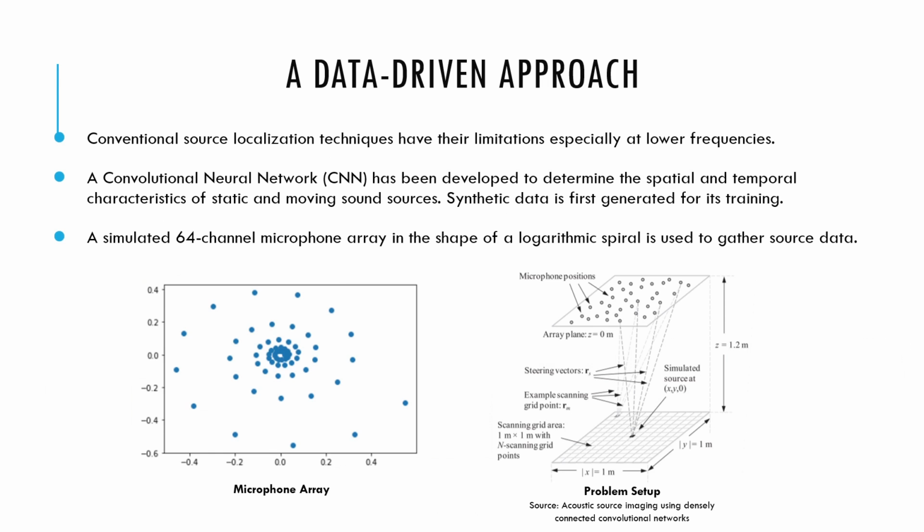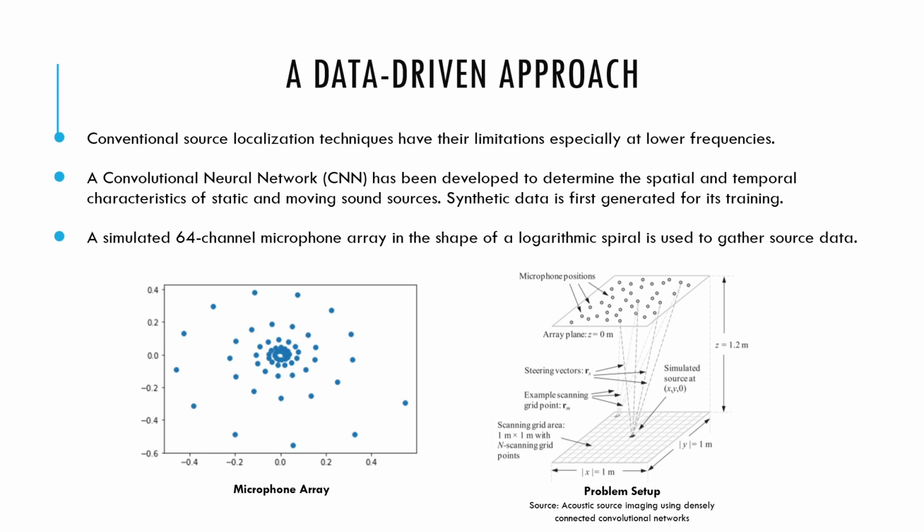The conventional source localization techniques like acoustic beamforming suffer from spatial aliasing and poor resolution at lower source frequencies. Due to rapid growth in computational power, deep learning algorithms have emerged as powerful tools due to their ability to learn patterns from data in any shape or form. So, to overcome the limitations of conventional techniques, a convolutional neural network has been developed as a proof of concept to locate and track static and moving sound sources.